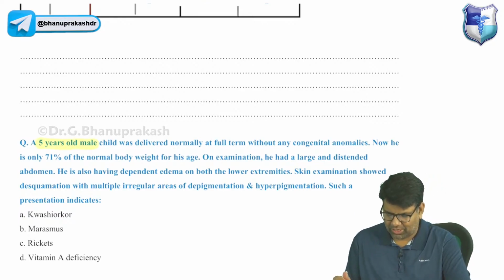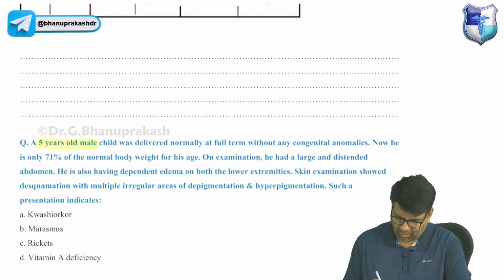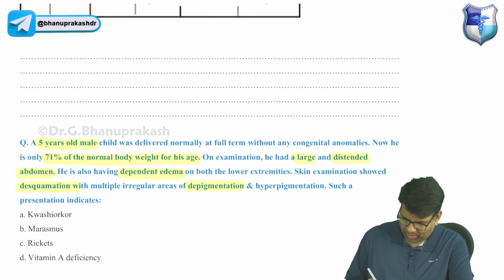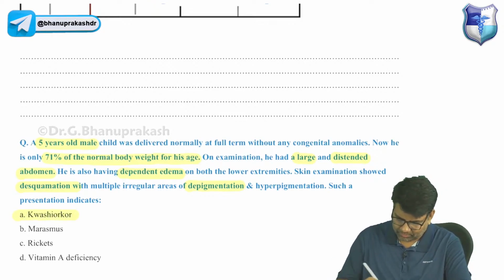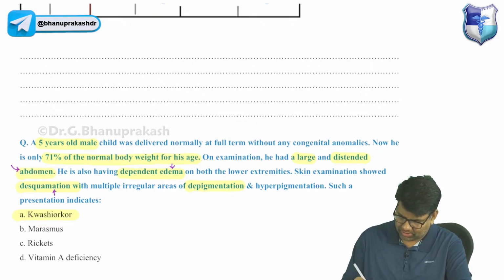A 5 years old male child was delivered normally without any congenital anomalies. Now he is having 70% of the normal body weight for his age. He had a large and distended abdomen, dependent edema, and there is desquamation of skin with multiple areas of depigmentation or hyperpigmentation. I think everyone can answer it very perfectly. This is a case of Kwashiorkor. What points you need to note here? This is distended abdomen, right? There is edema, and this is flaky paint dermatosis.